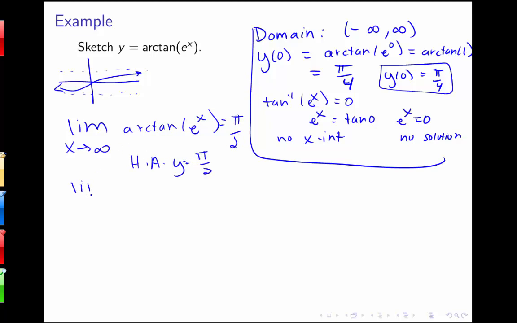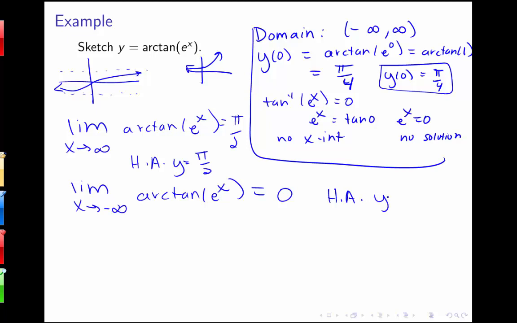So my horizontal asymptote for this graph is y equals pi halves, at least as x goes to positive infinity. But what about as x goes to negative infinity? I'm going to be looking at arctangent again of e to the x. Well, as x goes to negative infinity, e to the x is going to 0. Remember that e to the x looks like this. So as I approach negative infinity, e to the x is going to 0. So looking at my graph of arctangent, if I'm approaching 0, then arctangent is approaching 0. So I get 0 here. So I have a second horizontal asymptote of y equals 0.